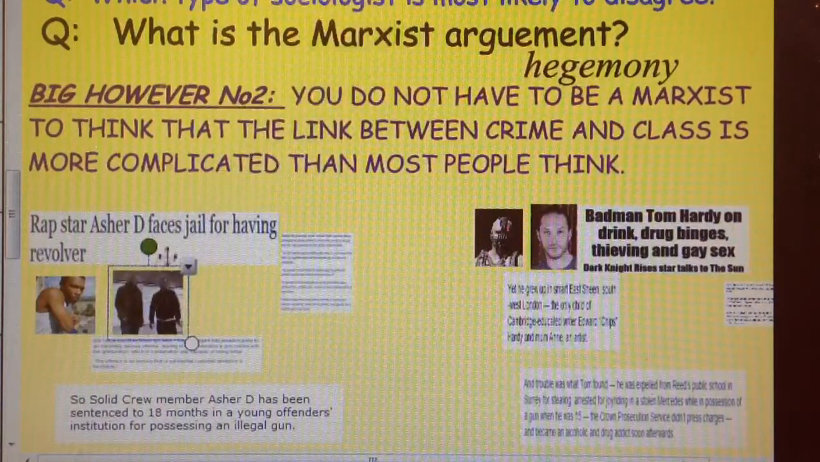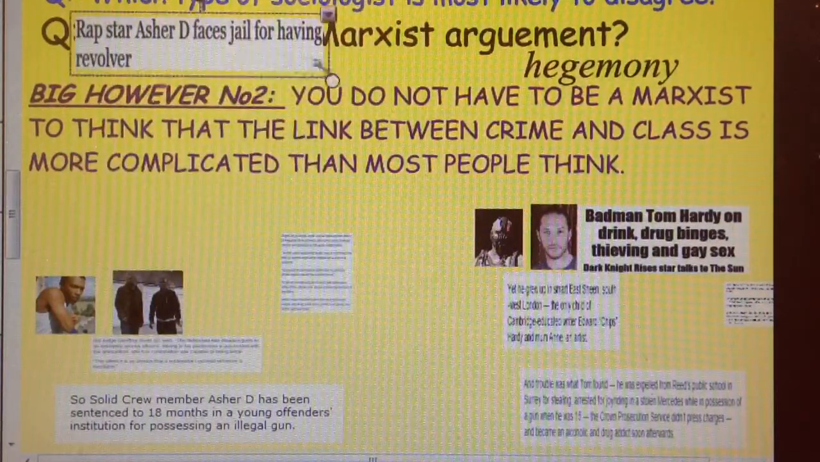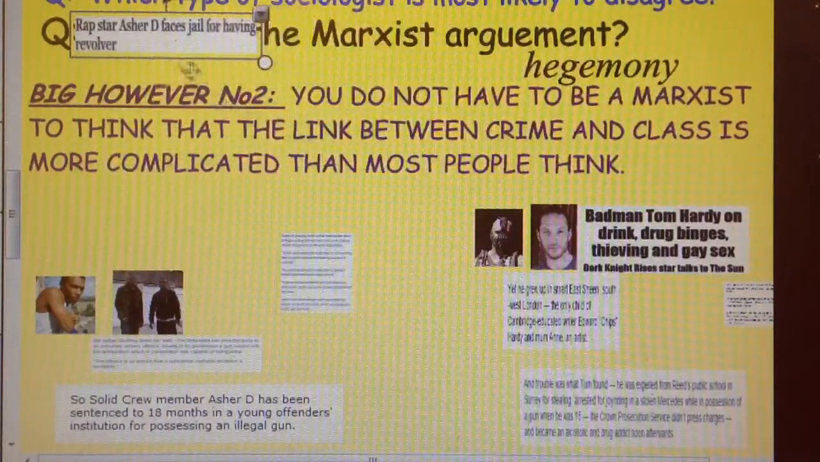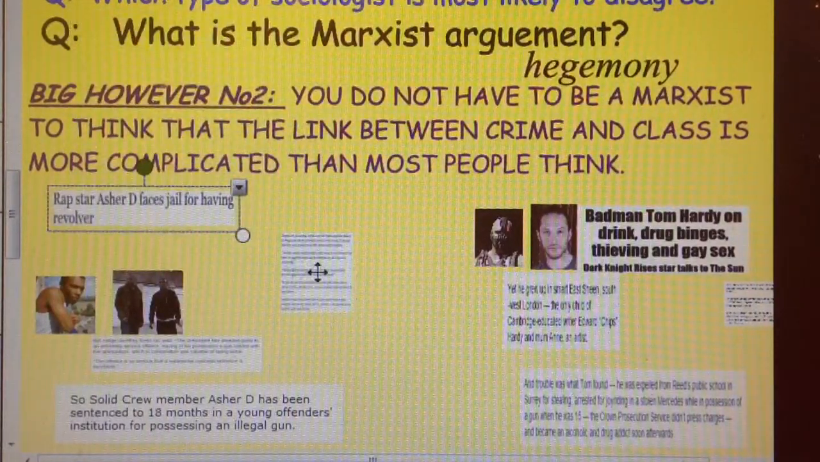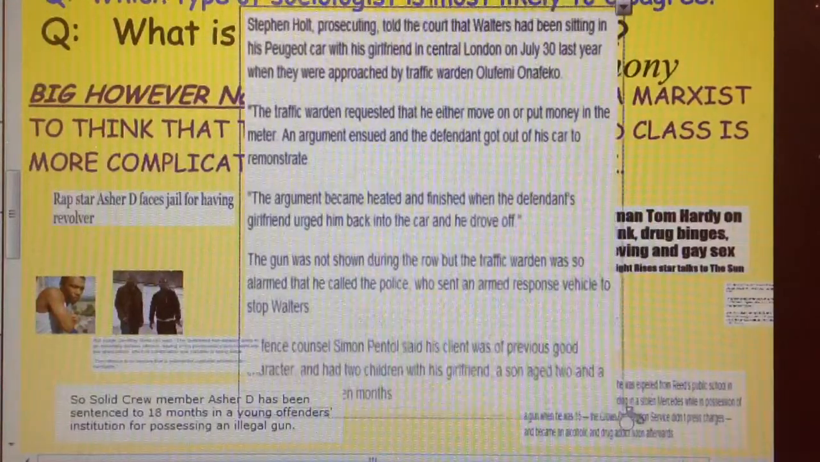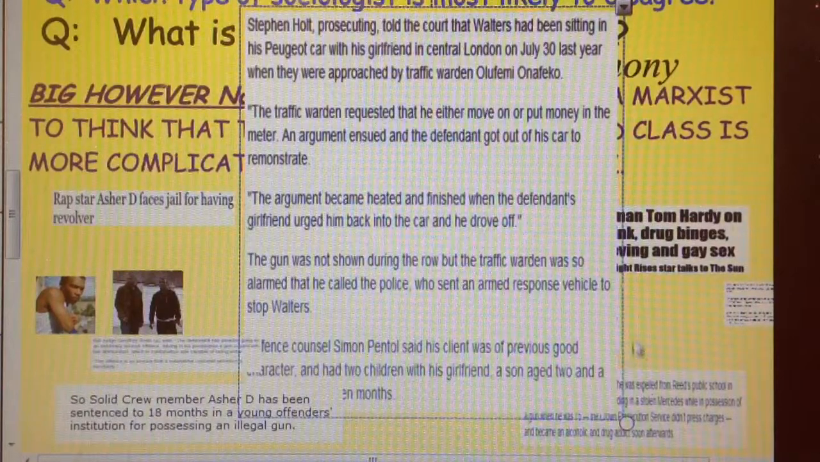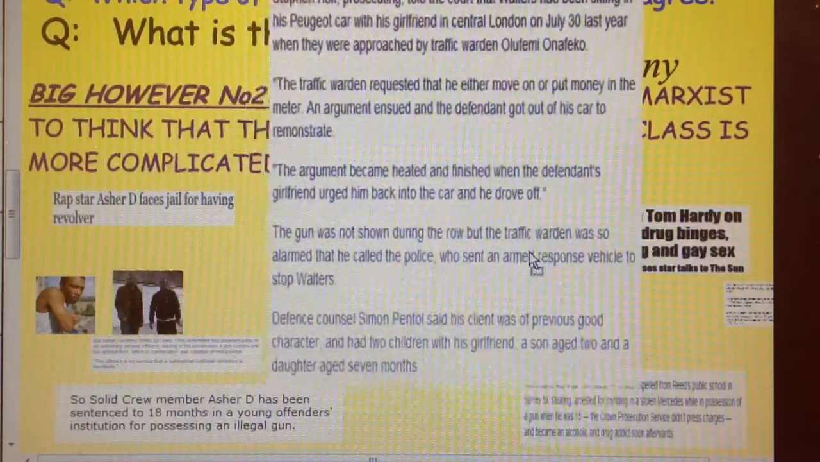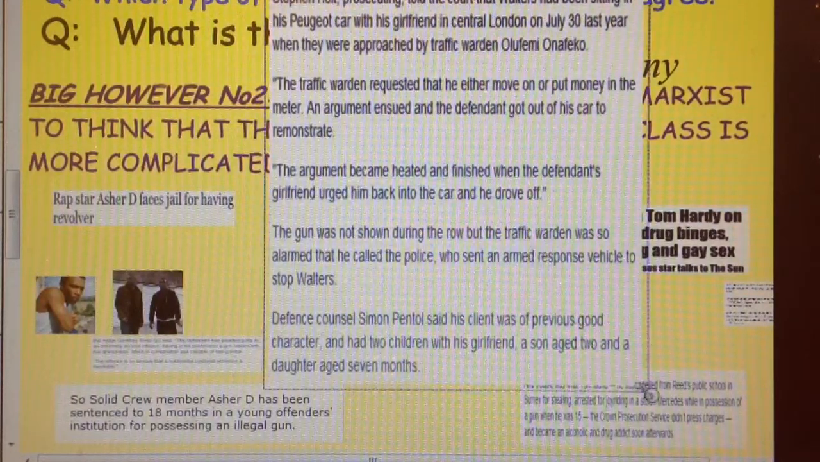He has been to prison. He was jailed for possessing a gun. If you read this, it tells you what happened. He got into an argument with a traffic warden, drove off, never got the gun out. The police came and stopped him, and they found the gun in his car. So he did not wave the gun around, he didn't point the gun at anyone, but he had a gun on him.